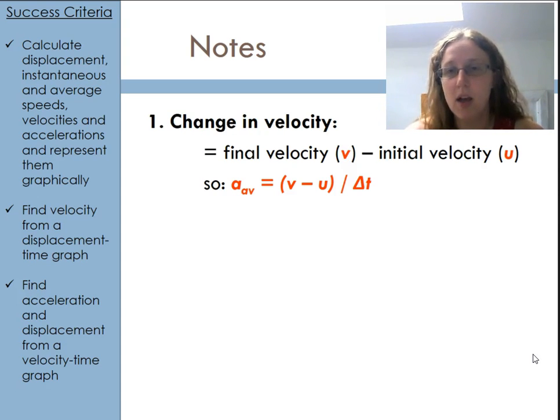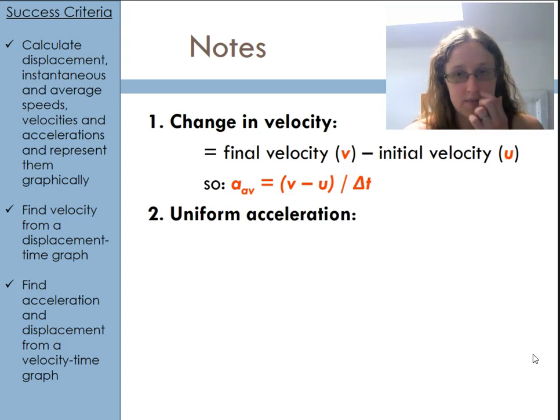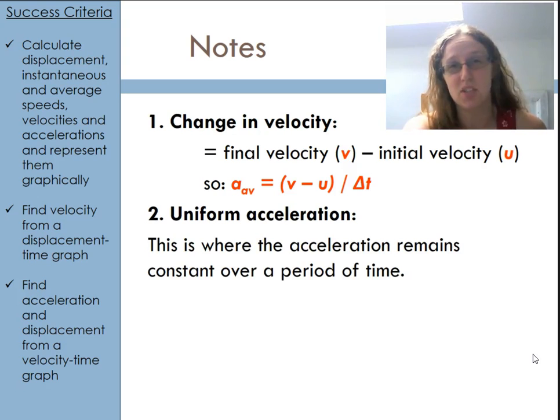Now, another little definition, uniform acceleration. We're not specifically talking about this right now, but it will come up later, so it's good to have it in mind. Uniform acceleration just means that the acceleration is constant for a period of time. So if it's constant acceleration, that's the same as saying uniform acceleration. And that is a very special case, and we can do some very interesting maths when we have uniform acceleration. So keep your eye out for when that's happening.